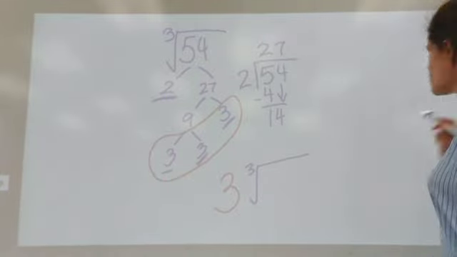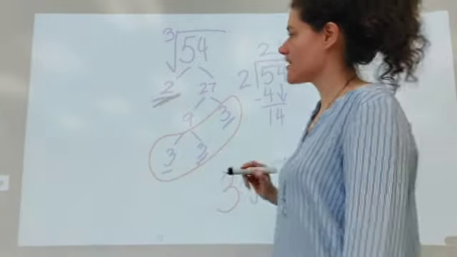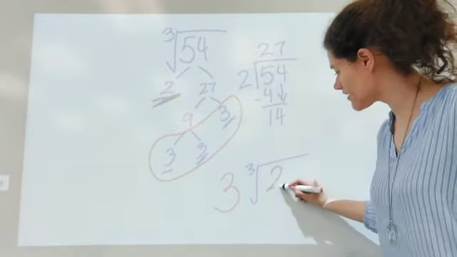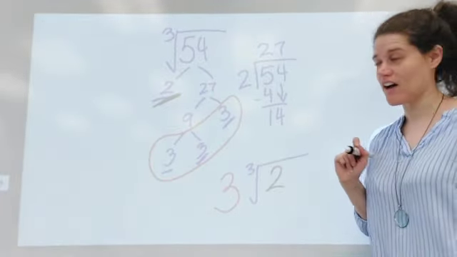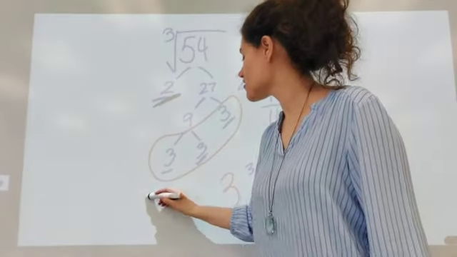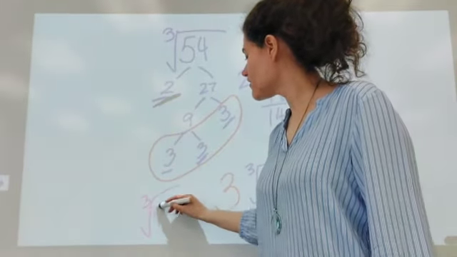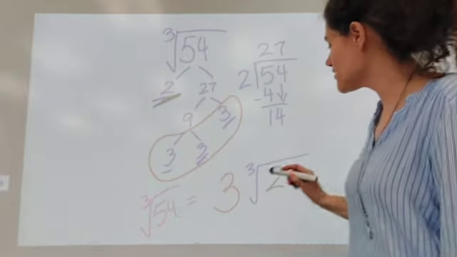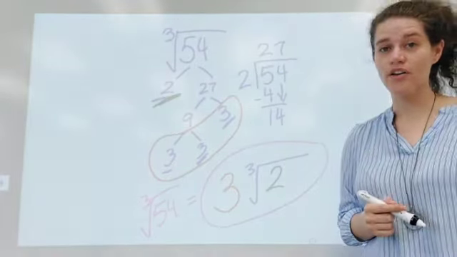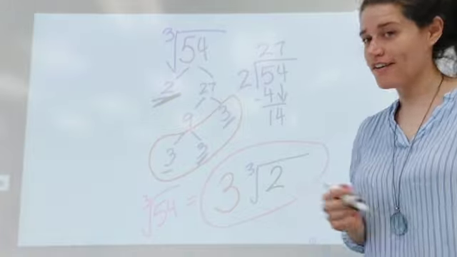And then this 2 that does not have 2 other 2s to go with it is going to stay on the inside, which tells me that the cube root of 54 will simplify to 3 cube root of 2. All right, next one.